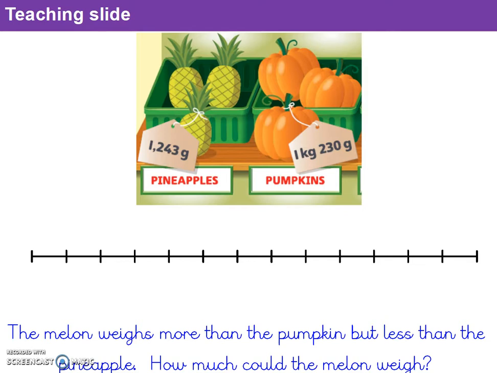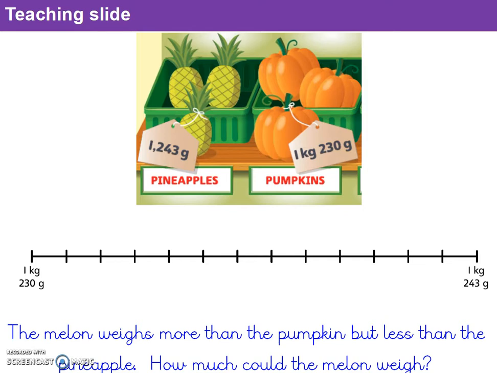At the beginning of my number line, I'm going to record the smaller mass. In this case, the mass of the pumpkins, because we're told that the melon is going to weigh more than this. However, I now know the number that I can place at the end of my number line, because we're told that the melon is going to weigh less than the pineapple, which means the melon can be no greater than 1 kilogram and 243 grams.